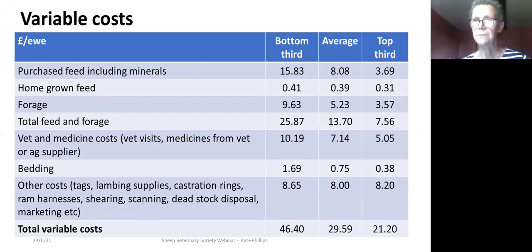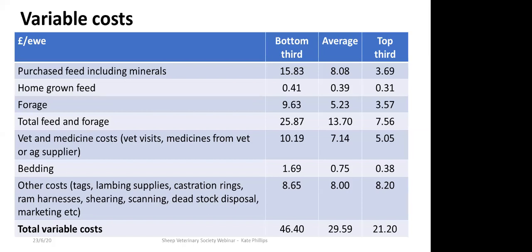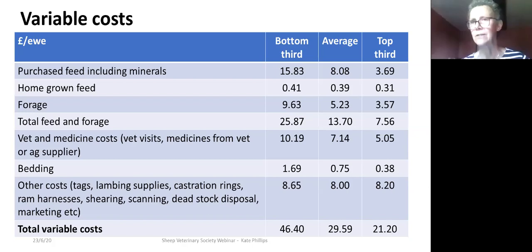Similar things can be pulled out in terms of veterinary medicines. I don't know what's happening with the bottom third. They're spending a lot on veterinary medicines, maybe more emergency treatments, and maybe the top third is spending more on preventative medicines, hence having to spend less, possibly. Bedding is another indicator.